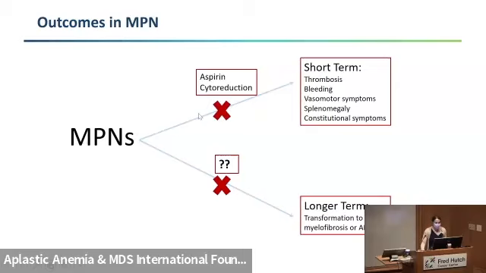So I showed this earlier. In MPNs, we know how to deal with the short-term consequences: bleeding, thrombosis, symptoms. Do we know how to prevent transformation to myelofibrosis or AML? We're not sure. Interferons may have a role, given that we know that they can lead to molecular remissions, although that has not clearly in clinical trials been tied to decreased risk of progression.